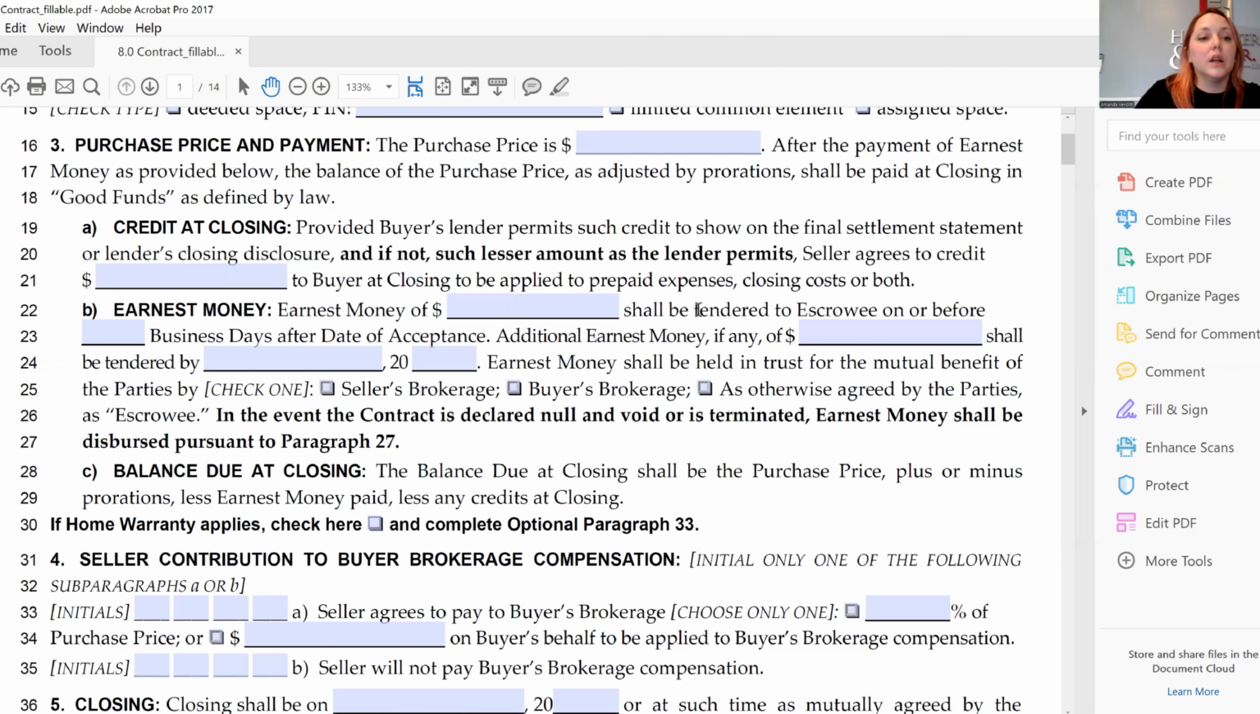All right. Next up, we have earnest money, how much you're going to be putting down for earnest money, then putting in line 23 there, how many business days after acceptance it's due. Same thing where it talks about if there's any additional earnest money.